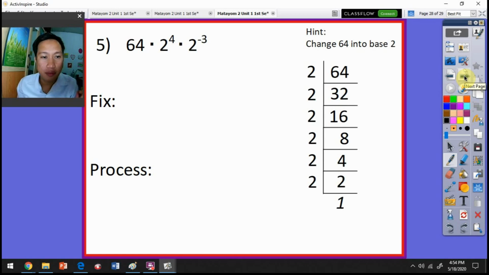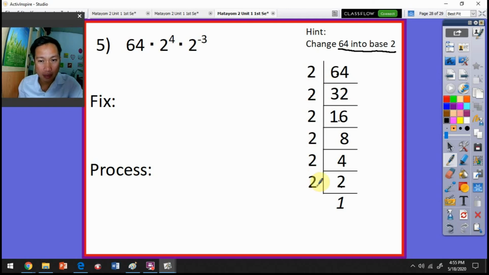Now we have the same problem as the previous one. 64 is a big number. So what we need to do is change 64 into base 2. So 64 divided by 2 is 32. 32 divided by 2, 16. 16 divided by 2, 8. 8 divided by 2, 4. 4 divided by 2, 2. 2 divided by 2, 1. How many 2's are there altogether? 1, 2, 3, 4, 5, 6.